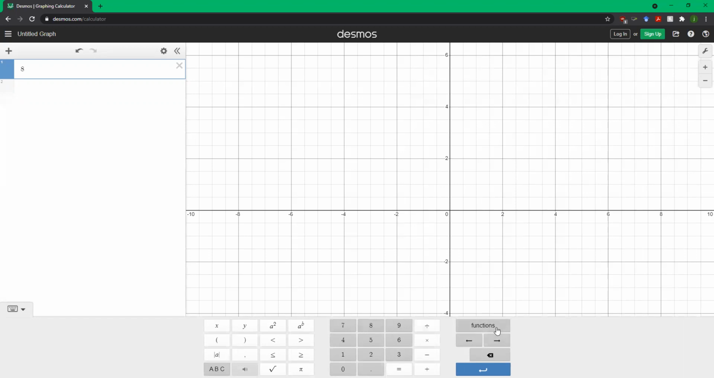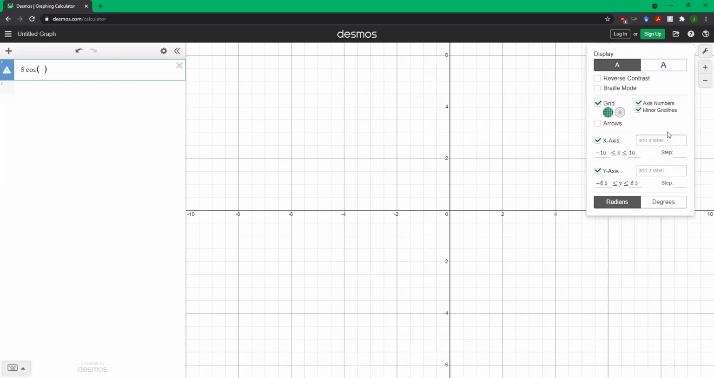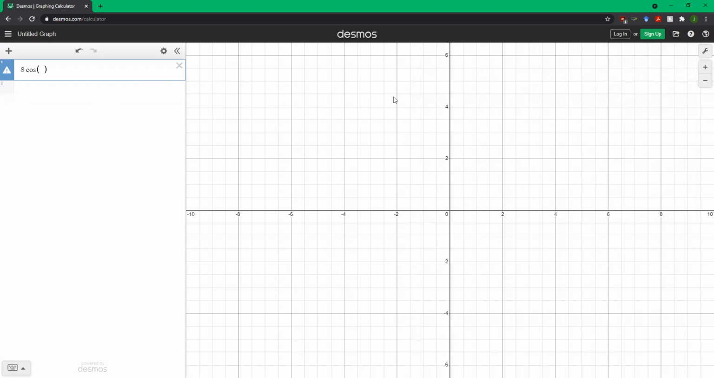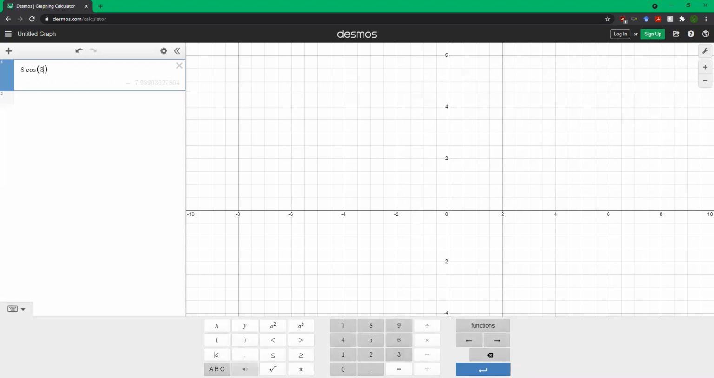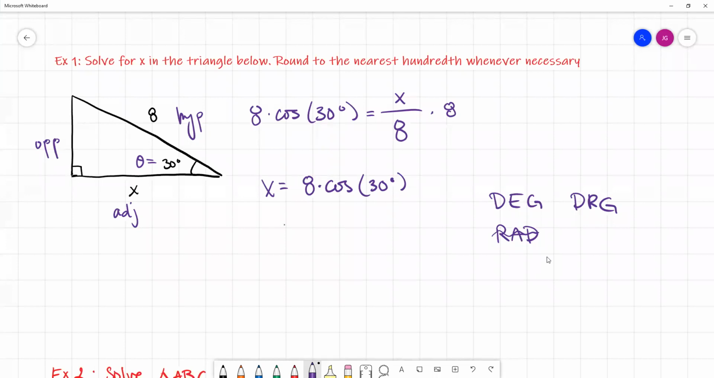So we can do 8, head over to functions. We're already in the trig menu, cosine. Before you enter in a number, we're going to go to the little wrench in the top right-hand corner and make sure we're in degree mode. So we click on degrees here. Now that we are, we go back and put 30 on the inside of that cosine. Cool, so there is our answer, 6.93, if we're rounding to the nearest hundredth, because that is two decimal places. So our length here is 6.93, and that is our answer for this question.